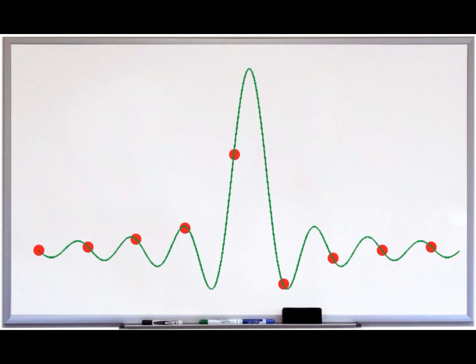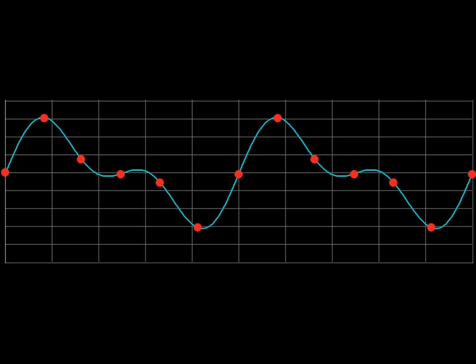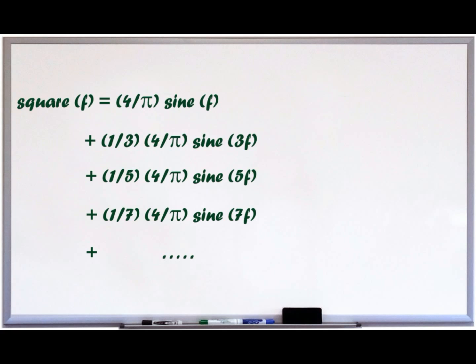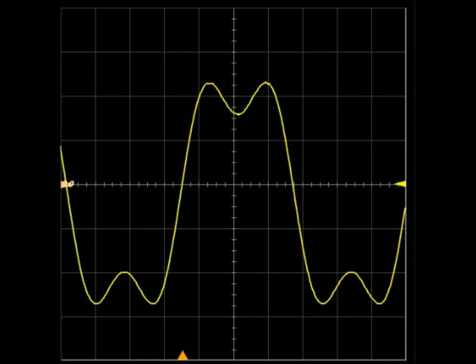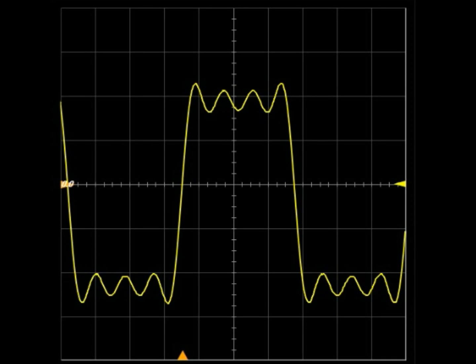Clearly, if the signal is composite and contains several frequency components, the sampling frequency must be at least twice the highest frequency component. An ideal square wave is an example of such a signal. It contains infinite frequencies, theoretically making it impossible to properly digitize.